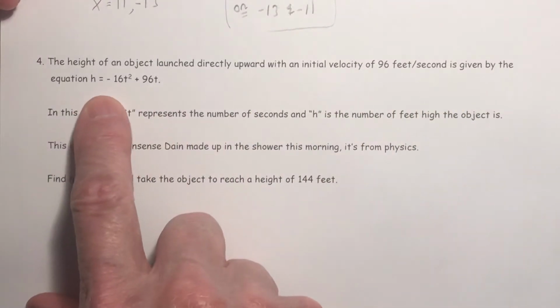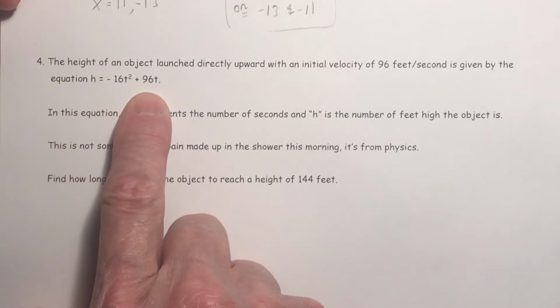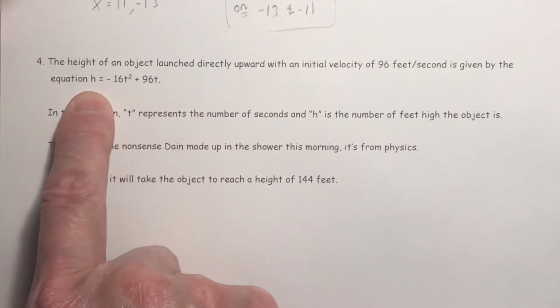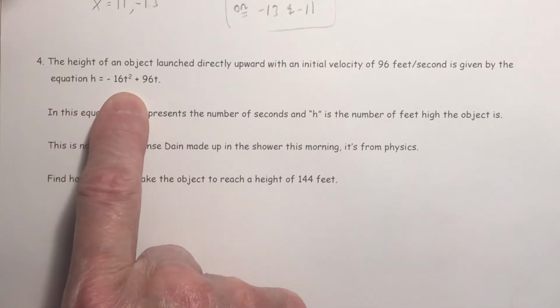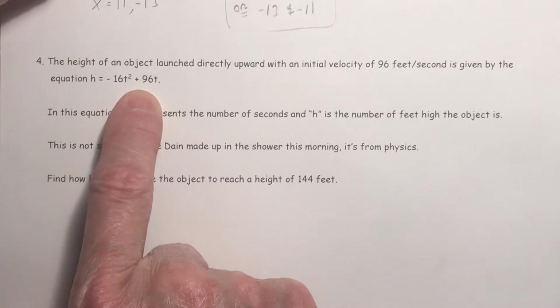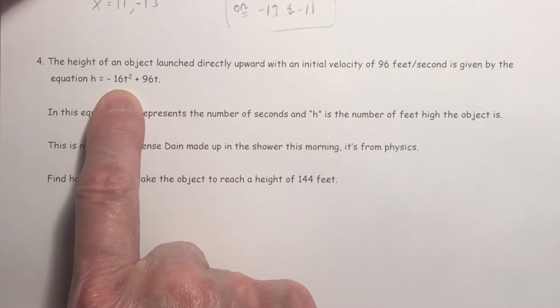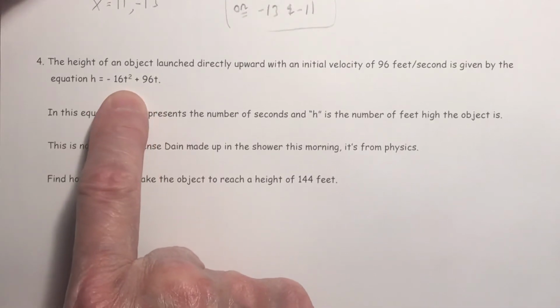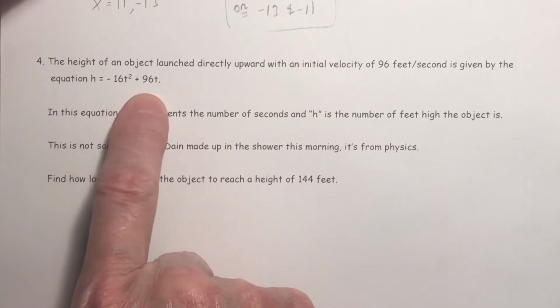The height is given by this equation, h equals negative 16 times t squared plus 96t. Looks terribly confusing, but the h just stands for how many feet high the thing is, and the t represents how many seconds have ticked by. So for instance, if you plug in 0 for t, what's the height at time 0? It would be 0 plus 0, it would be 0. Plug in 1, and this would be negative 16, and this would be 96, which adds up to 80.